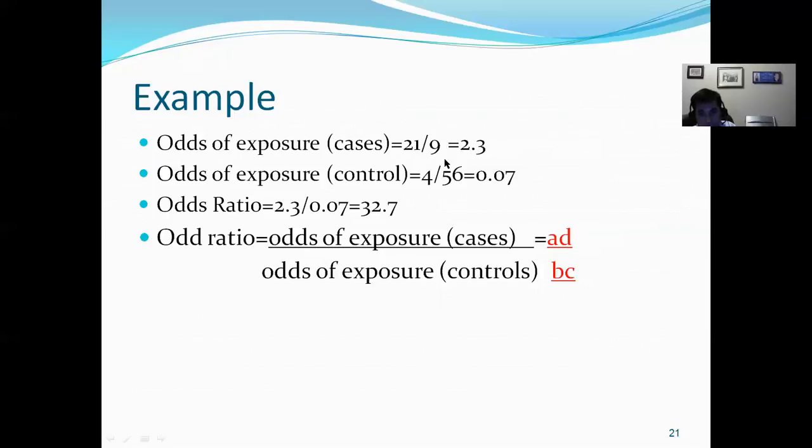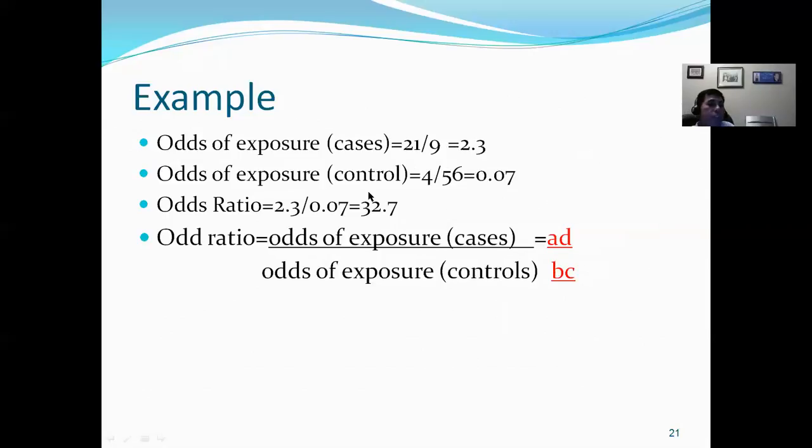21 divided by 9 is 2.3. For the control, which is your BC, 4 divided by 56 equals 0.07. And how do we get the odds ratio? We just simply divide the odds of exposure for the cases and the odds of exposure for the control. So 2.3 divided by 0.07 equals 32.7.